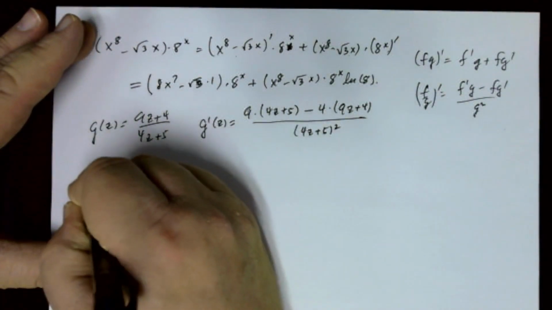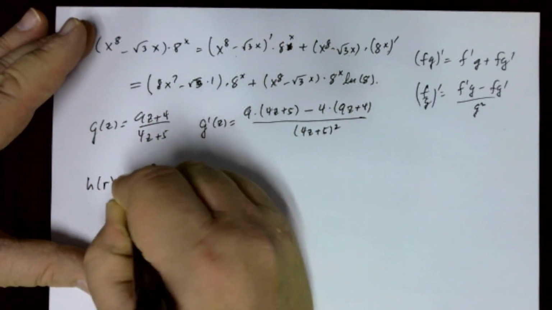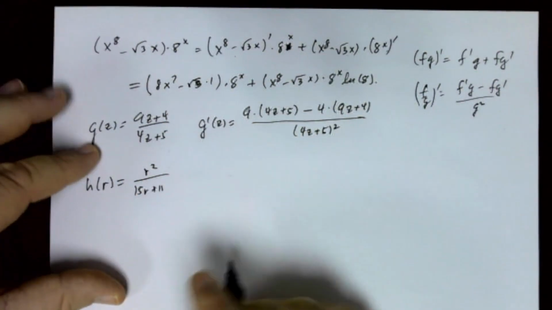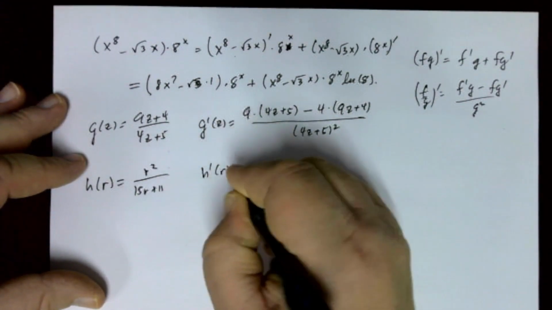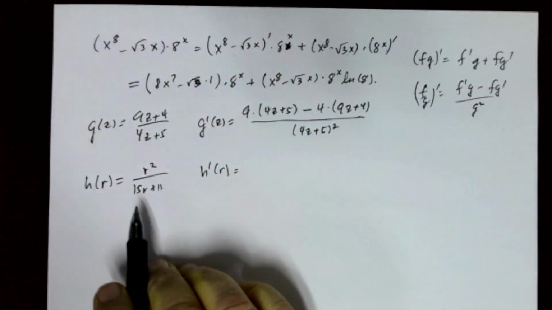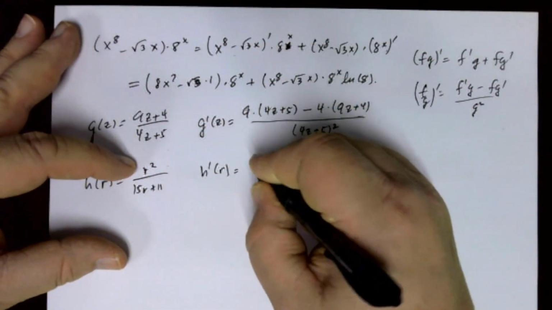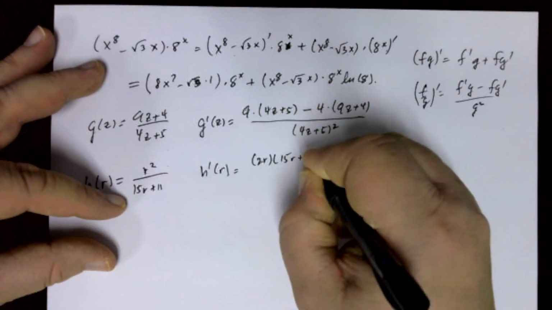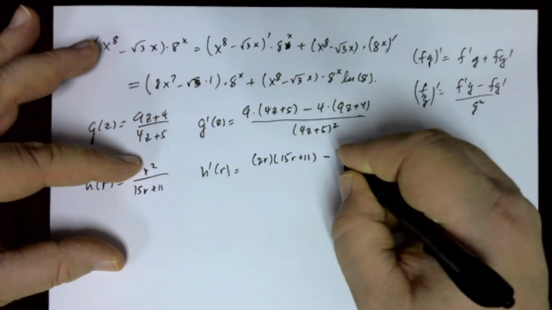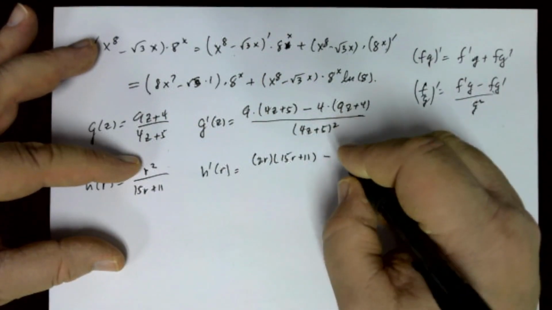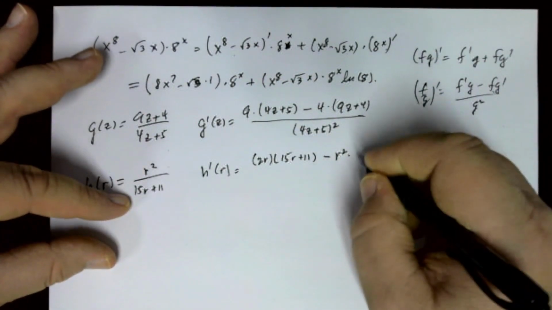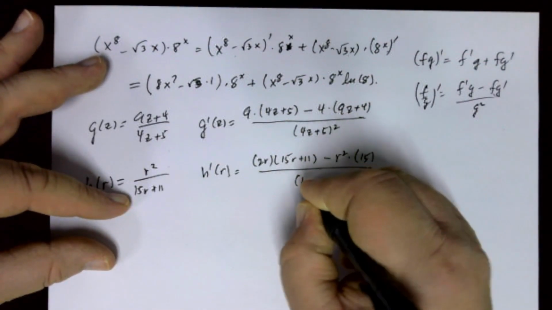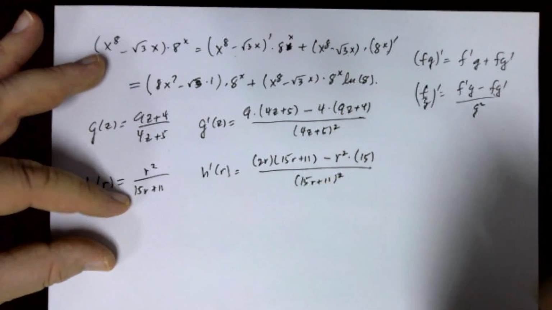Good. And the h of r is next. r squared over 15r plus 11. Okay, so again, the thing you want to be thinking to yourself is derivative of the top, which is 2r, times the bottom, 15r plus 11, minus the top, r squared, times the derivative of the bottom, which is 15, all divided by the bottom function squared. Good.